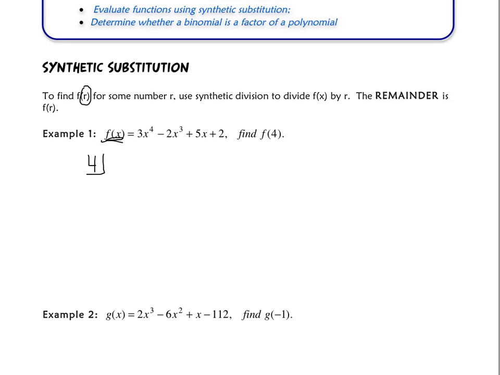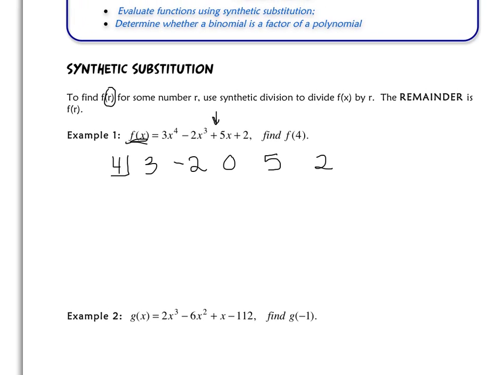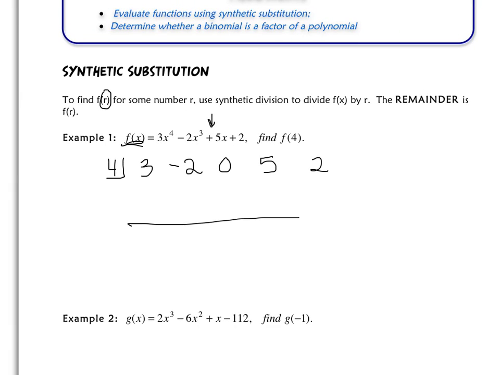And we have to be mindful of missing values of x. So notice here, we don't have an x squared. We have to put that placeholder of 0 in there, and then the rest of the coefficients. Okay, so remember, we draw our line. Going down, we bring down the first coefficient, which is 3. Now we take 3 and we multiply it by that 4. This number on the outside, remember, always gets multiplied by these bottom numbers. So 4 times 3 is 12.